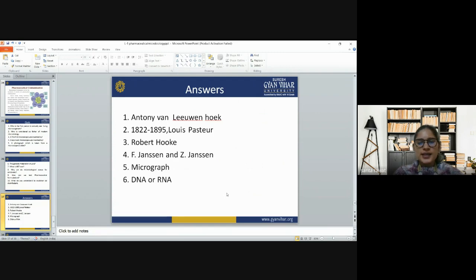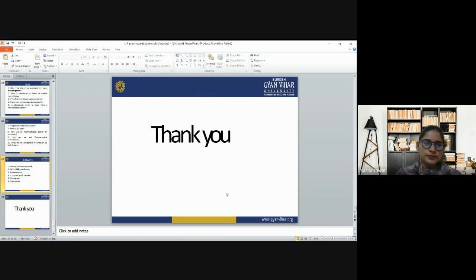The compound microscope was first invented by Z. Janssen. Another question: a photograph taken through a microscope is called a micrograph. The genetic material in a virus is DNA or RNA. So these are very simple questions and answers.